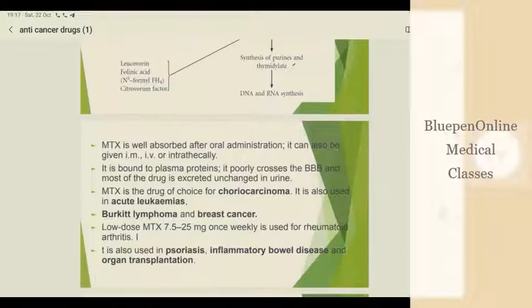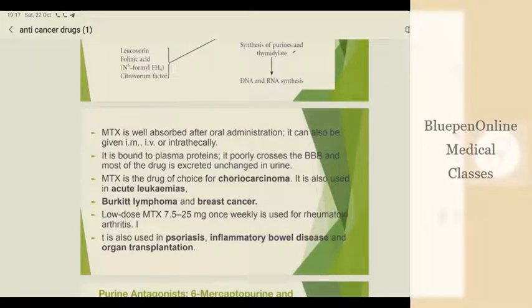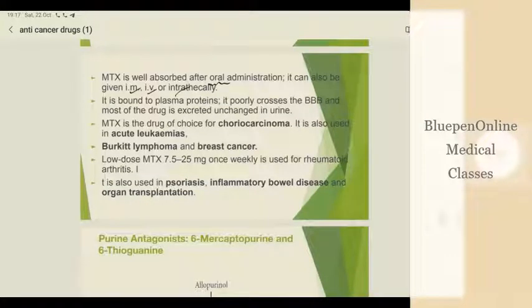It is given orally. It is well absorbed after oral administration. It can also be given IM, IV or intrathecally. It is bound to plasma proteins. It poorly crosses the blood-brain barrier and most of the drug is excreted unchanged in urine.